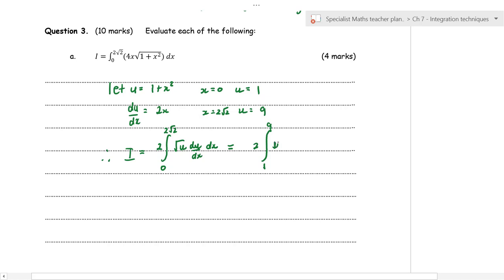Root u, or let's do u to the power of a half, because of course that's just a polynomial, isn't it? du. And all of a sudden that becomes really easy, doesn't it? I would hope. So what are we doing to the power? We're adding 1. So that's going to be u to the power of 3 over 2 over 3 over 2. And then don't forget that 2 out the front. So it can get a little bit ugly with fractions and things. And now that's going to be for the terminals 1 to 9.